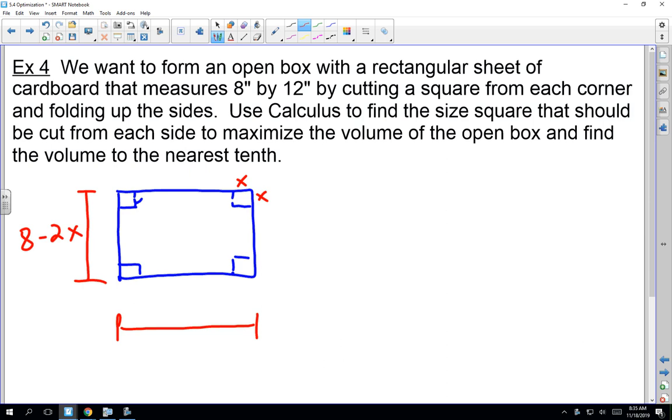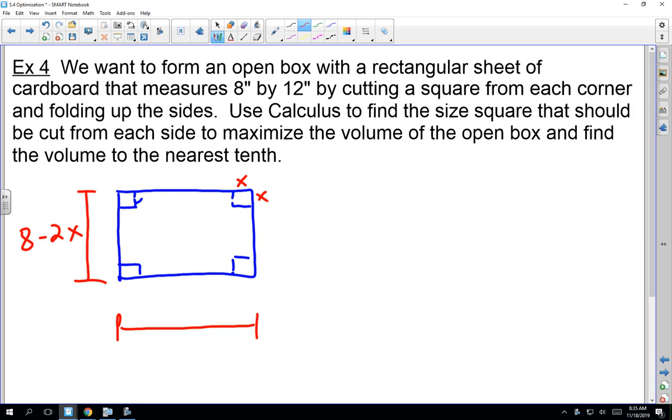Here we have our open top box. We're trying to decide how much to cut out of the corners. We're going to come up with a volume equation. Before we can do that, we need the dimensions of this box, all three of them. It was 8 inches wide.